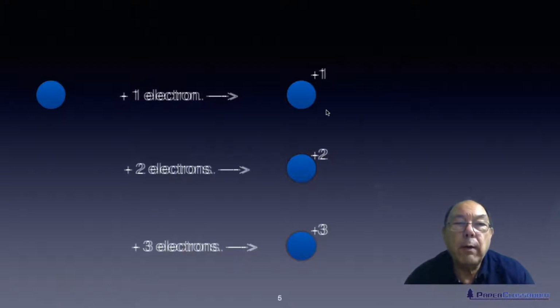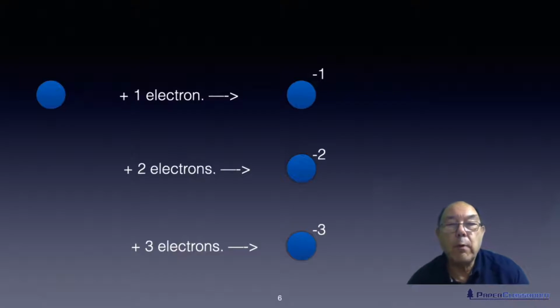And it works the other way around as well. If we take an atom and we manage to push an electron into it, it's now got one more electron than it has protons, and therefore the charge on that ion will be -1. If we could give that atom 2 electrons, the charge will be -2. And if we could give it 3 electrons, the charge will be -3.